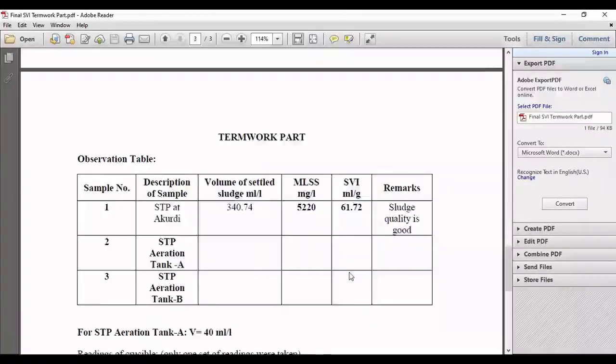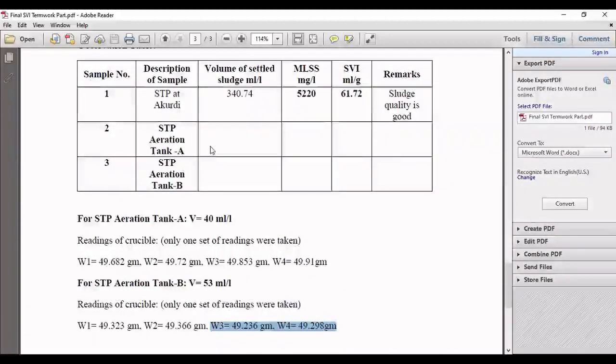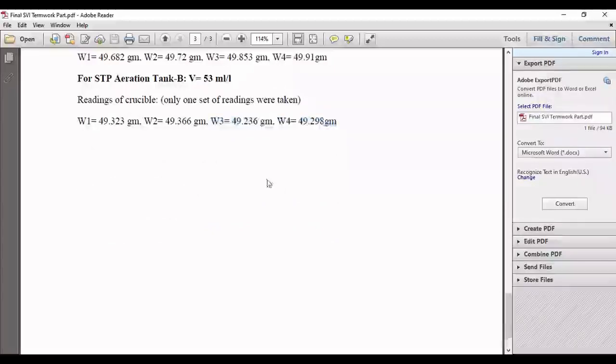For the term work part, I have taken the values, the description of the STP aeration tank A and STP aeration tank B. So I have given you the V value for both of these samples, and the readings of W1, W2, W3 and W4 for each of these samples have been given. Only one set of readings was taken. That means that there was only one crucible for finding out MLTS and one crucible for finding out MLDS, the same way for both. So you have to do the calculations and find out the values of MLSS and SVI, and remarks can be written. Again, you'll have to write the conclusion as well.